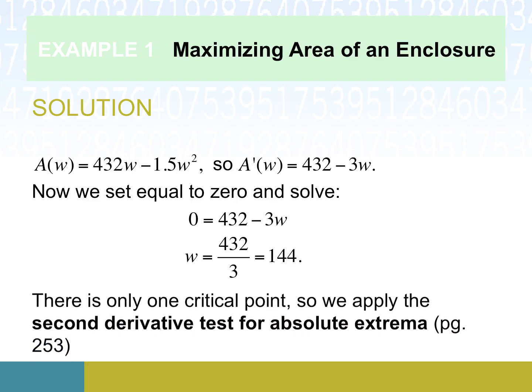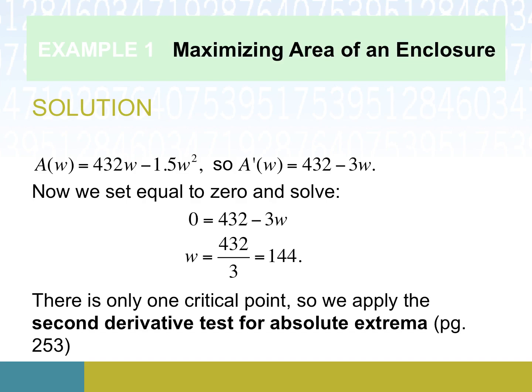Okay, there's only one critical point, and oftentimes we can get away with saying, look, if they told us to maximize area, and we found one critical point, then it must be the maximum. That's not totally safe if we're looking for absolute max or absolute min, because we also have to worry about the endpoints.